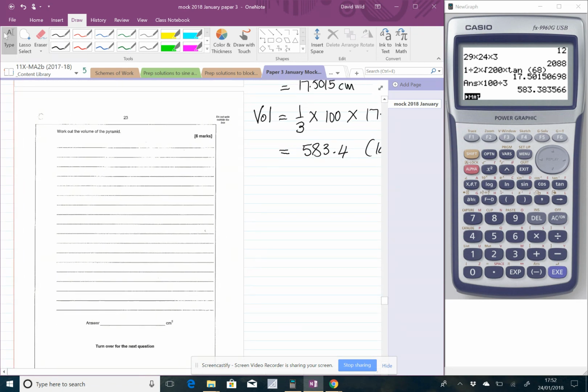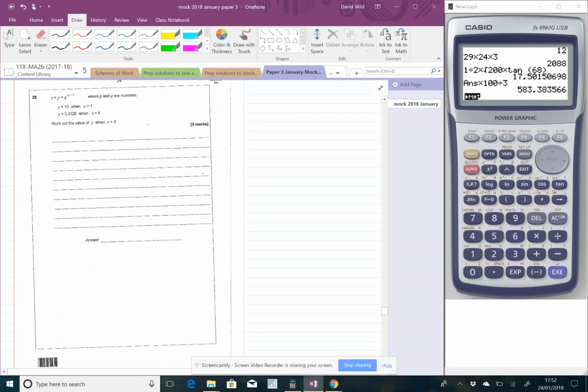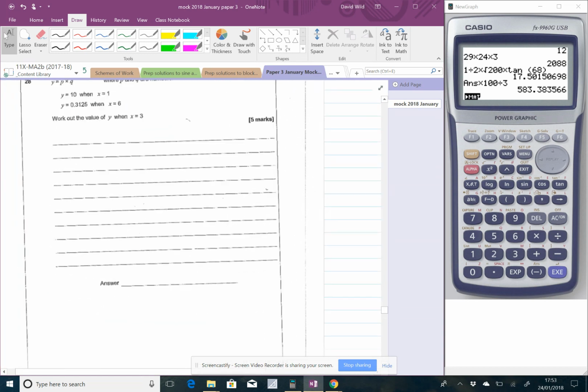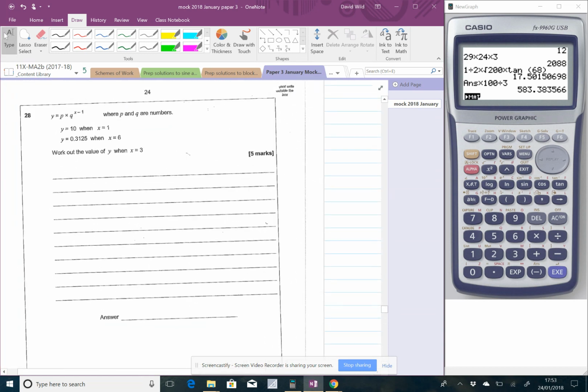Next question. Question 28. Now this looks like a nasty question. It really isn't. It's just a substitution question. So starting off with y equals p times q to the power x minus 1. And it says when y equals 10, x equals 1. So I'm just going to substitute in y equals 10, x equals 1. So let's see what happens.